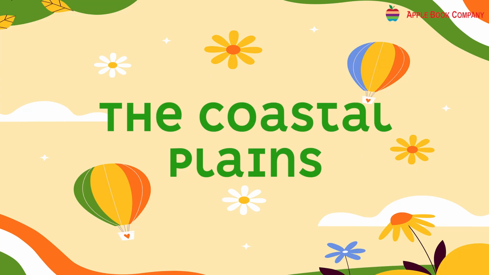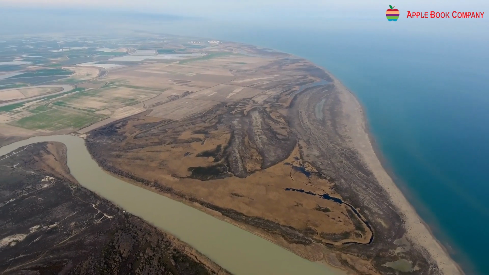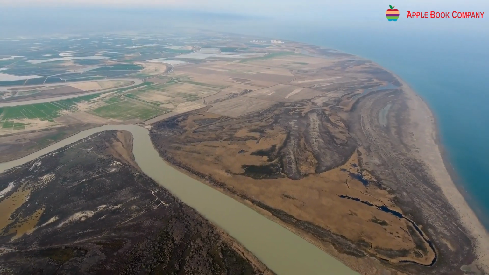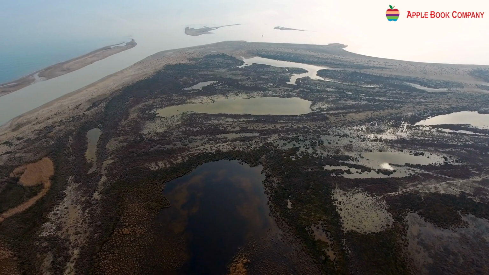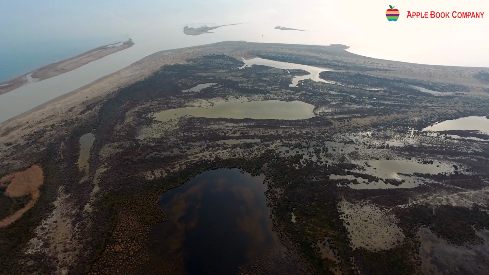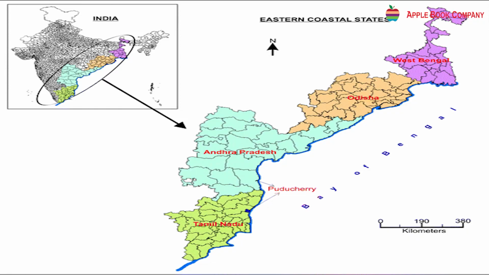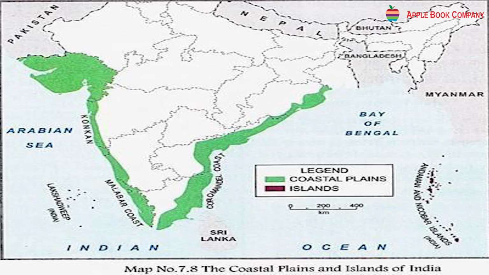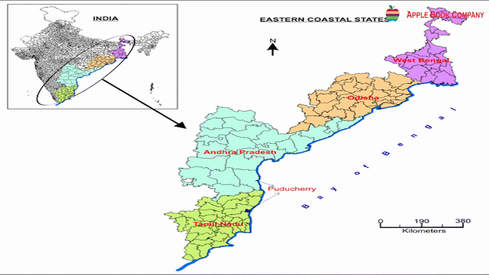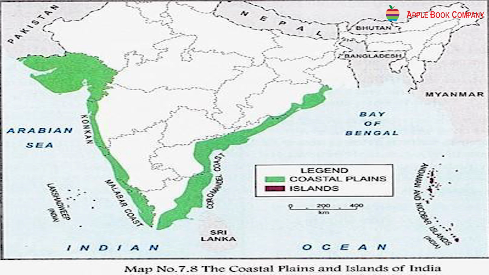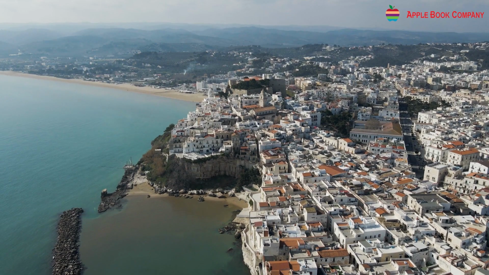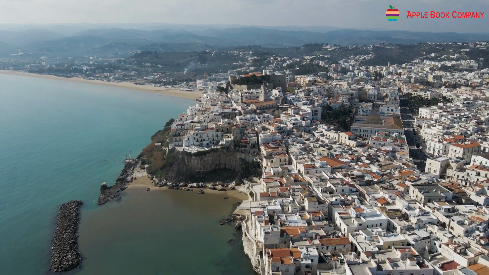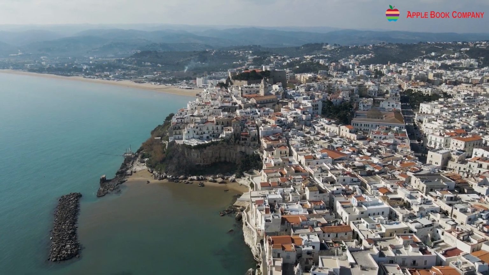The coastal plains. A coastal plain is a flat area near the sea. In India, there are thin pieces of land on the east and west side called the eastern coastal plains and the western coastal plains. The eastern coastal plains are near the Bay of Bengal and the western coastal plains are near the Arabian Sea. Some states and places in India are along this coastline.